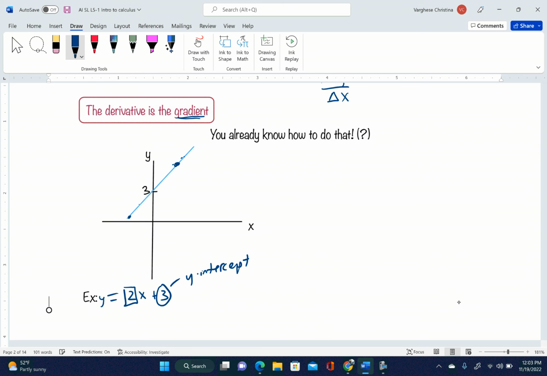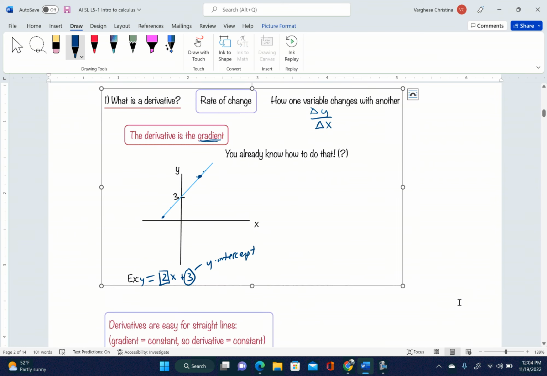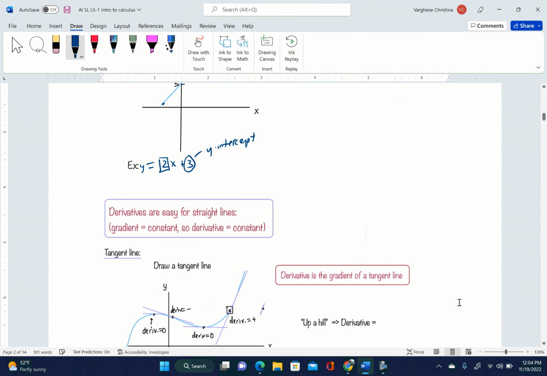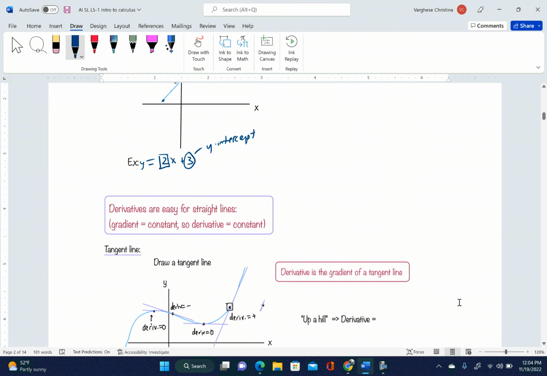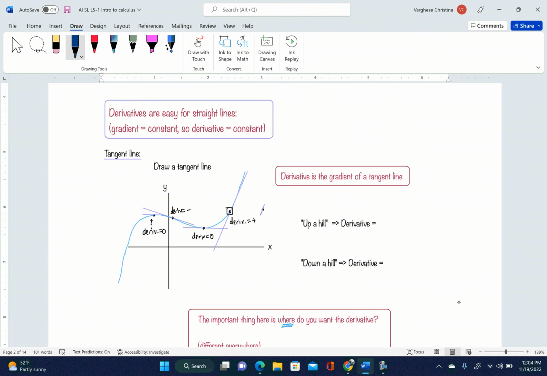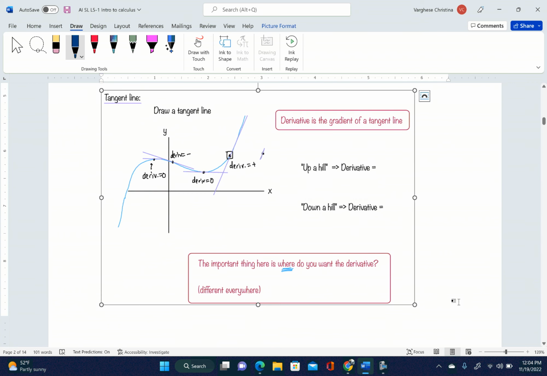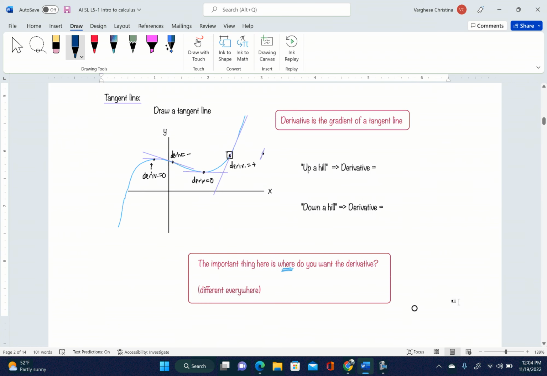All right, so you already know how to find a derivative, and it would be easy if it was just a straight line, right? Because the gradient is constant, so the derivative is constant, okay? The slope is the same on every single point of the line. All right, but what if you don't have a straight line, right? What if you have something that's like a curve like this?